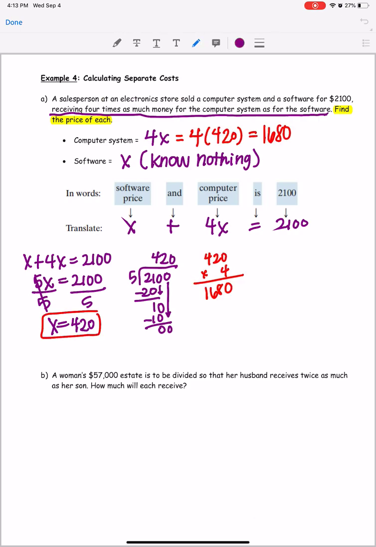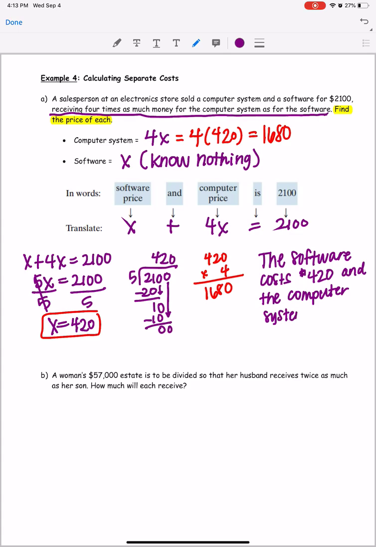Word problems require word solutions. So, the software costs $420, and the computer system costs $1,680. That's my final answer.